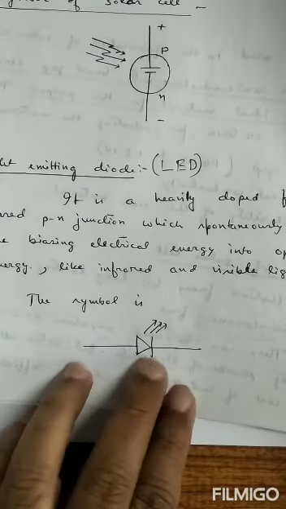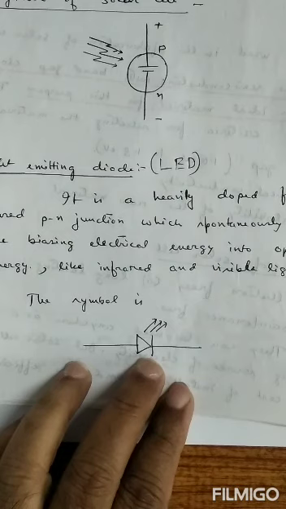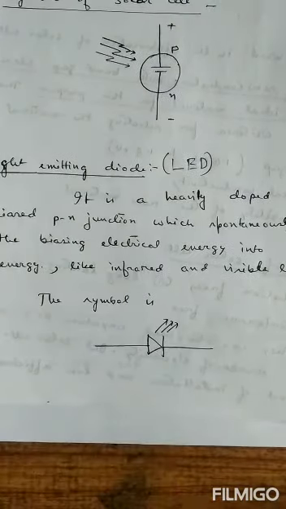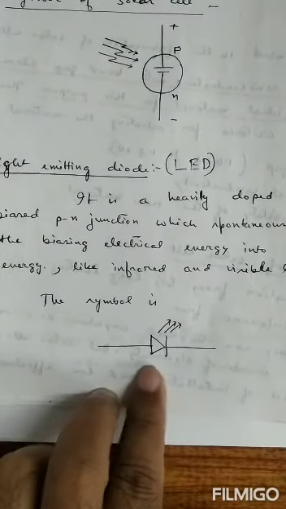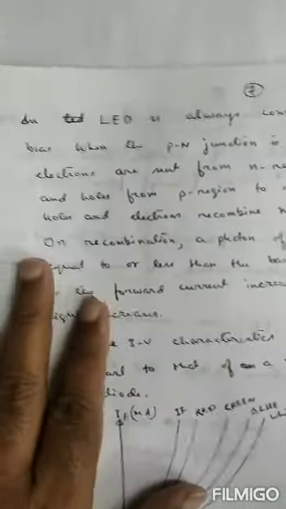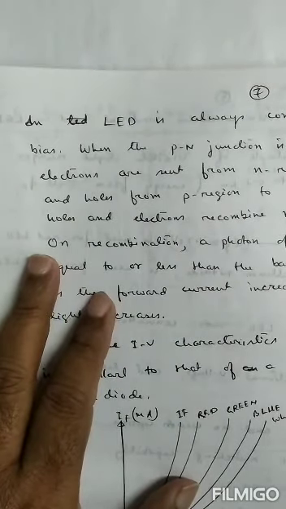So this is the symbol of LED. It is always connected in forward biased condition. An LED is always connected in forward biased.